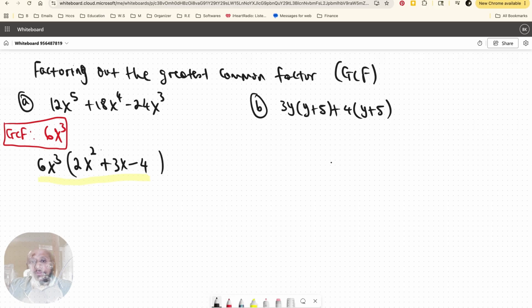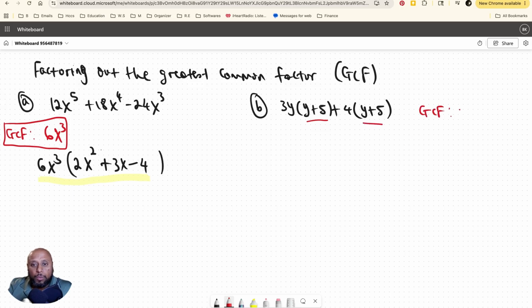In the second problem, we do a similar approach. So we look at the whole polynomial and we ask, what's the largest common factor that we have over here? If you notice, we have y plus 5 is the common factor. So we need to take out the greatest common factor, which is y plus 5.